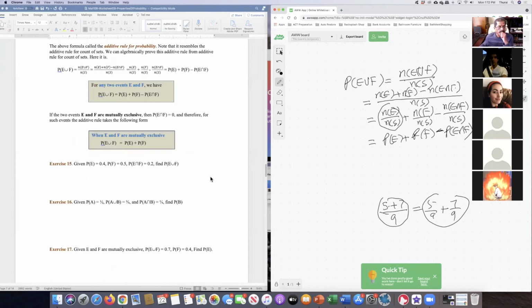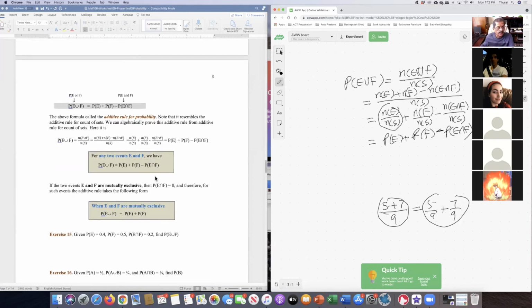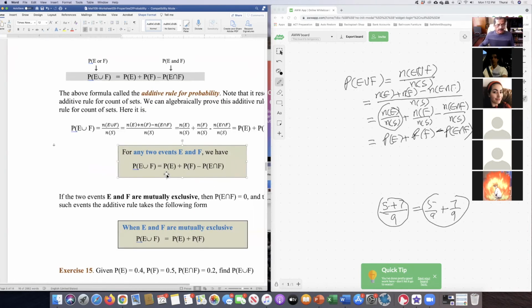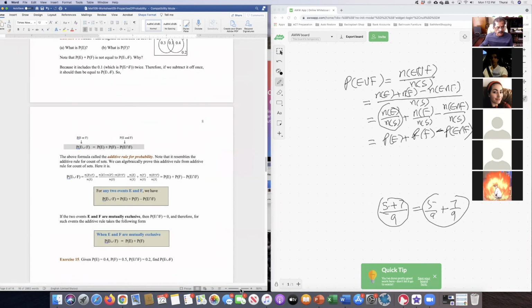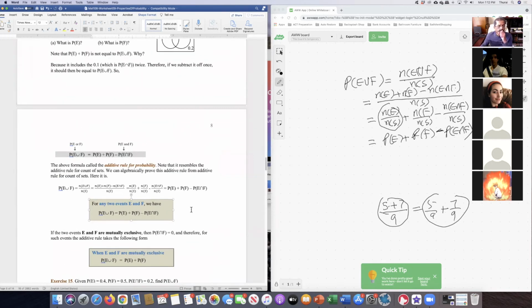So going back to the worksheet, this rule is the point. We just learned that probability of E union F equals probability of E plus probability of F minus probability of E intersection F, and that applies to any 2 events. Now, if E and F are mutually exclusive, then the intersection would be empty and the probability of the intersection will be 0.